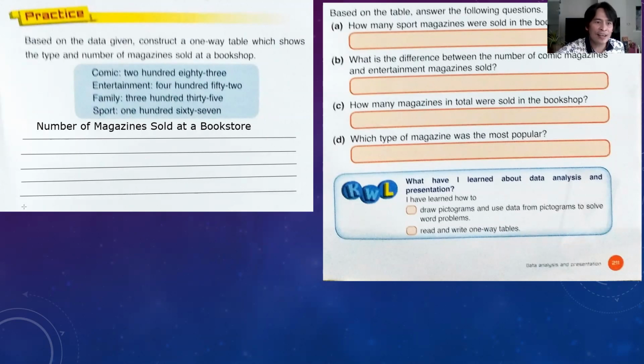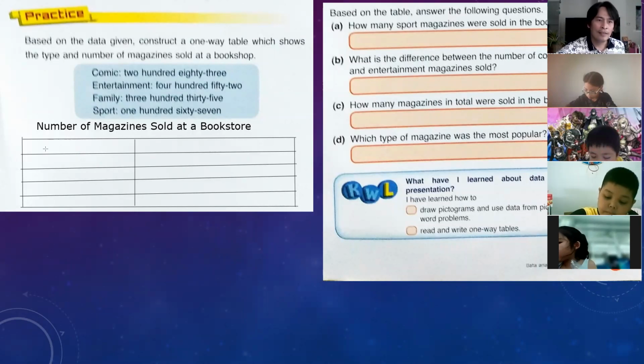Why? Because what is this, comic, entertainment, family, and sport all about? What are these? These are the kinds of magazine. So now you have to divide this into 2 parts, 2 columns. Okay, like this. I don't care if your drawing is ugly, but make sure that your answer is correct.